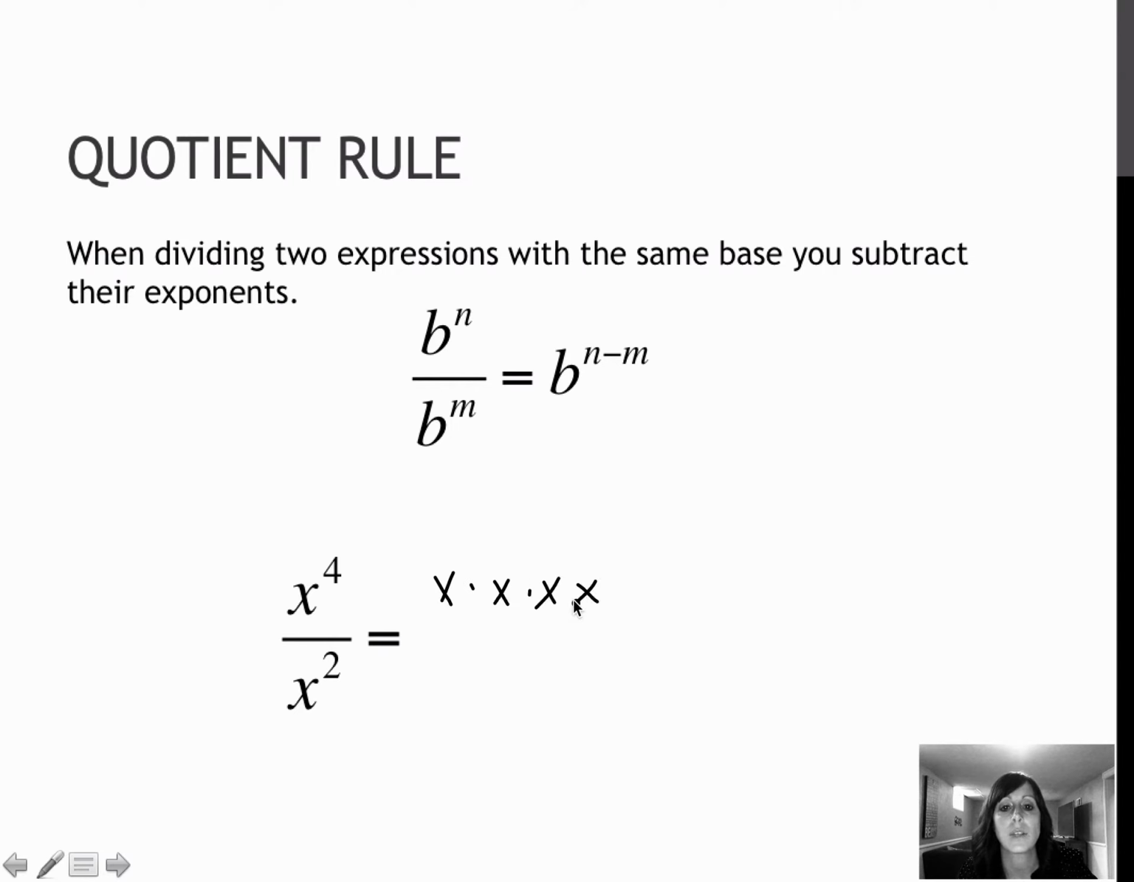If I had x to the fourth on top, that means 4 x's on top and 2 on the bottom. And then if I were reducing, I would end up canceling out 2 of the x's, which would leave me with 2 x's left over, or x squared. So instead of having to write that out and cross off the common factors, I take 4 minus 2 because it's division, and I end up with x squared.